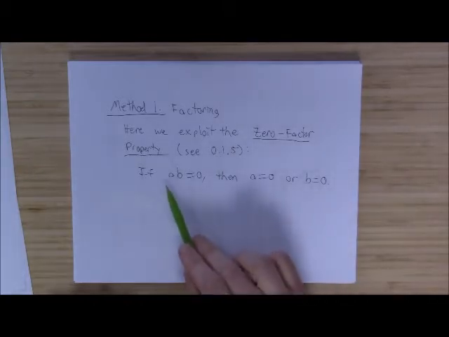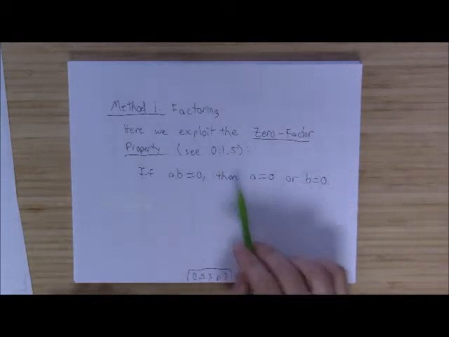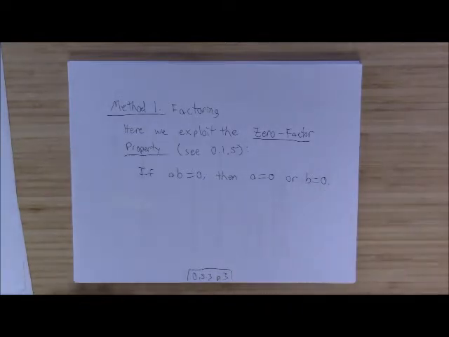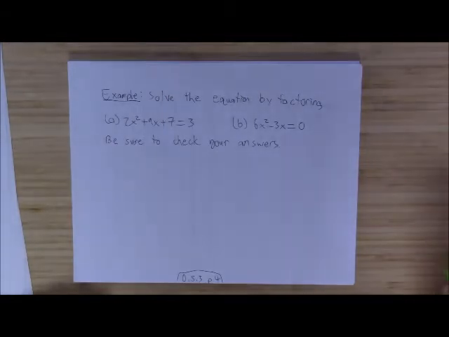Namely, if you know a multiplication of 2 factors equals 0, then you immediately know that one of the 2 factors needs to equal 0. So how does this help us solve a quadratic equation? Well, let's go ahead and work this example.